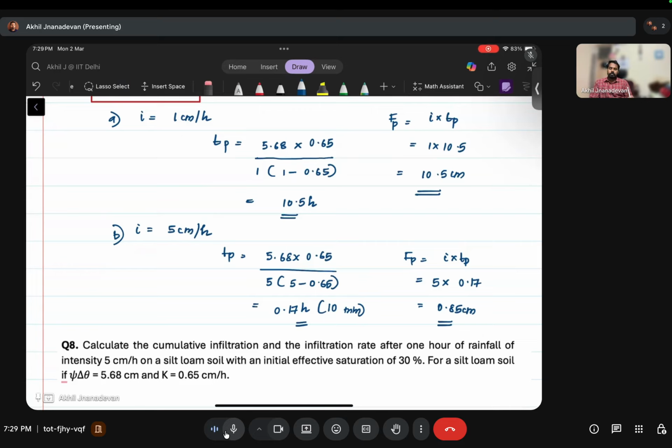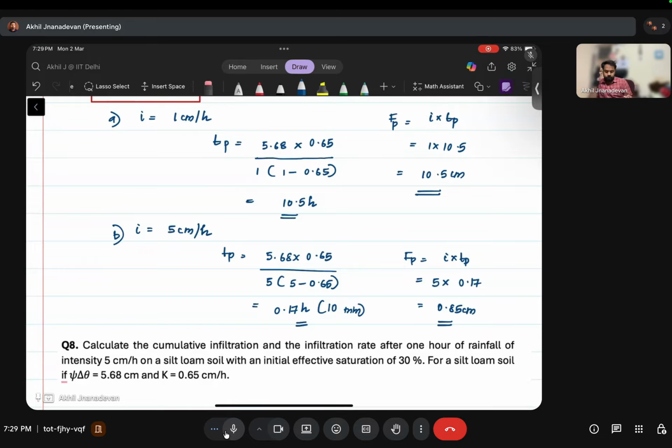Through these retention tanks and all, which we discussed in the previous questions, what we are trying to do is to increase the time of ponding, so that it takes more time for the water to get ponded on the surface. Right.